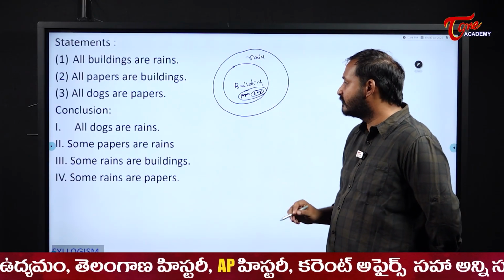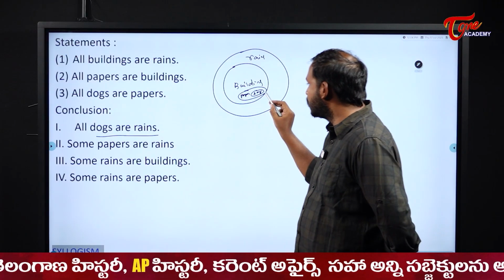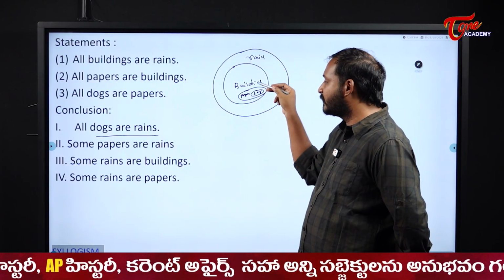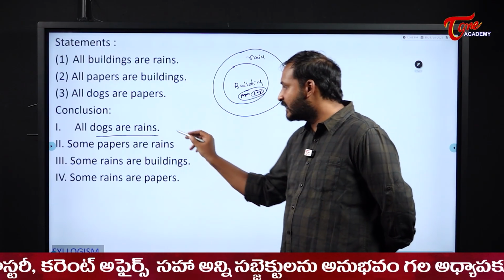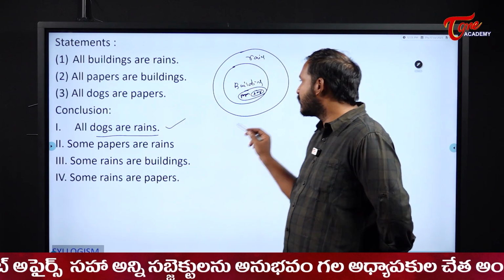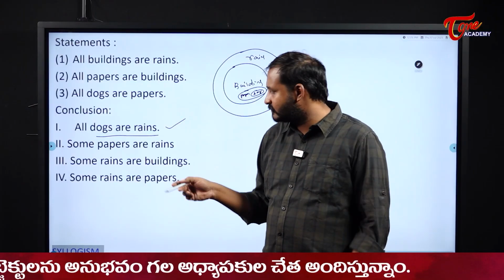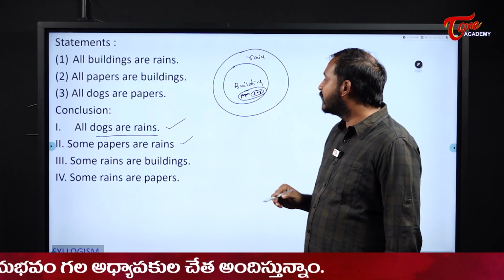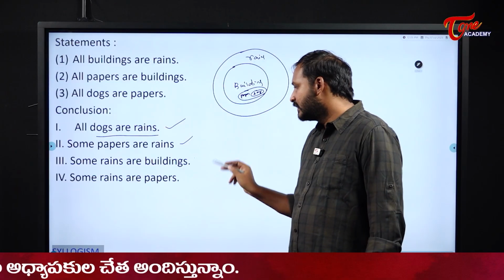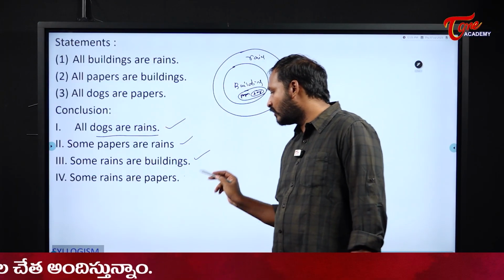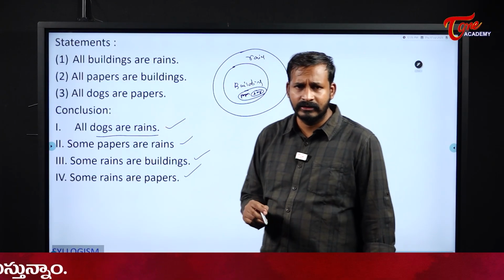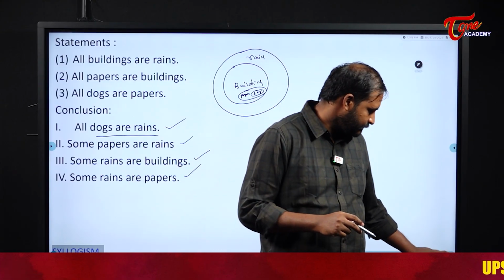Now, this is the relation which we have. All dogs are rains. Yes, all dogs are inside papers and papers are inside buildings and buildings are inside rains. Yes, that is correct. Some papers are rains. Obviously, if all are becoming rains, then definitely some also become rains. Some rains are buildings. Yes. Some rains are papers. Yes, here all are true for me. Next one.